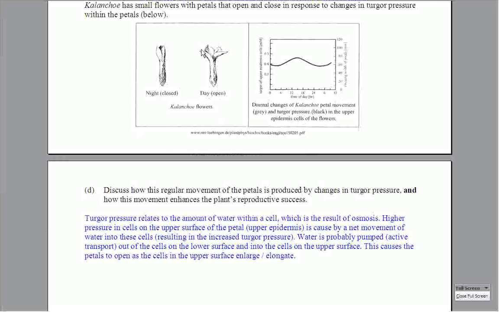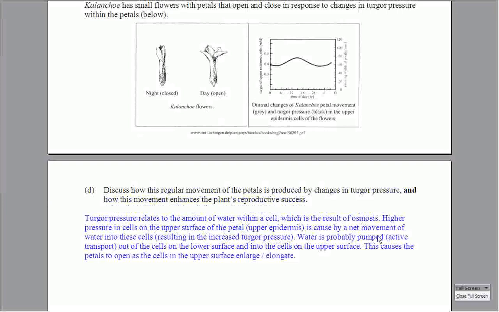Discuss how this regular movement of the petals is produced by changes in turgor pressure and how this movement enhances the plant's reproductive success. So first off, we've got to explain how the petals open. Alright, so turgor pressure relates to the amount of water within the cell, which is the result of osmosis. Higher pressure in cells on the upper surface of the petal, alright, the upper epidermis, is caused by a net movement of water into these cells, resulting in the increased turgor pressure.